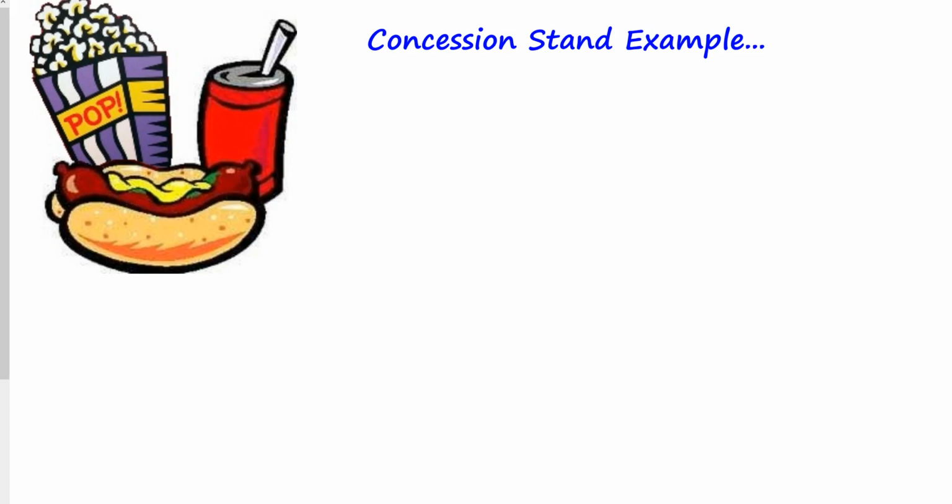Okay, the next thing we do is called matrix multiplication. It's significantly more intricate than addition and subtraction, and I'm going to justify it with an example about concession stand sales. So imagine that concession stands were open.